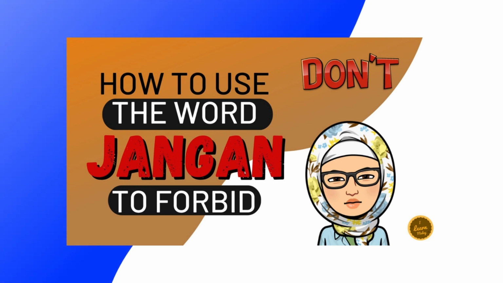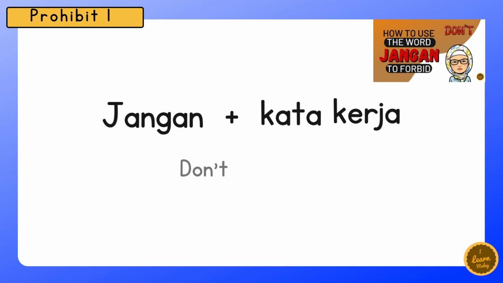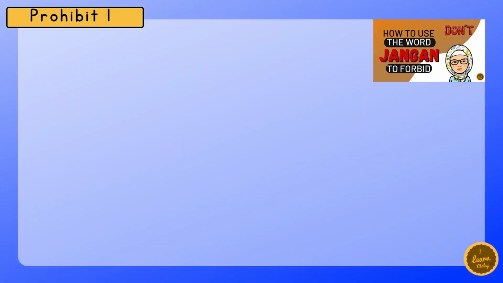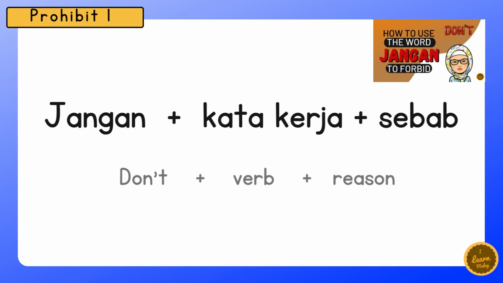Today we are going to continue where we left off with the previous video of Jangan in part 1. If you haven't studied that, I advise that you study part 1 first before continuing with today's lesson. Previously, we have studied the word jangan when it is used with a verb, and also when it is not only used with a verb, but also when it is extended with a reason, which in Malay we call sebab. That version of jangan, we have got it covered.